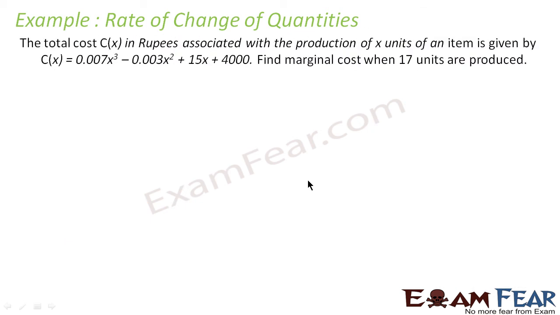Let's take one more example, a little different. The question says the total cost in rupees of the production of x units of an item is given by this formula. We have to find the marginal cost when 17 units are produced. The reason I'm taking this question is that there is a new term called marginal cost, and you should know what marginal cost is.